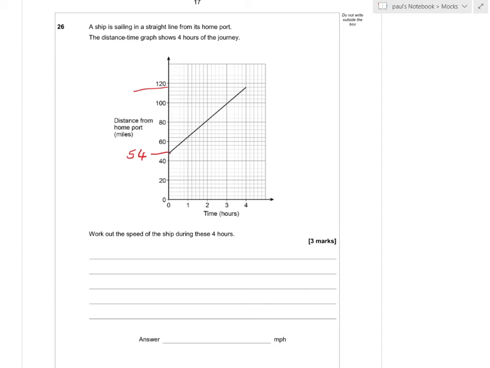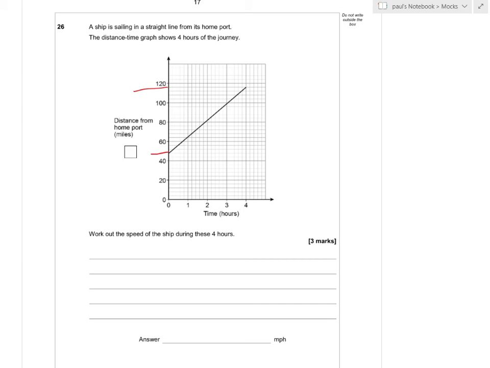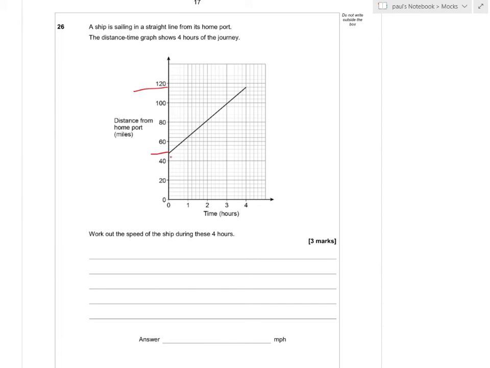It doesn't go up 2, 4, 6, 8, 10. It goes up in 4s. Ow. Don't like that. It goes up in 4s. 44, 48. So that's 48. And this is 104, 108, 112, 116. So that's how far he travels in 4 hours.